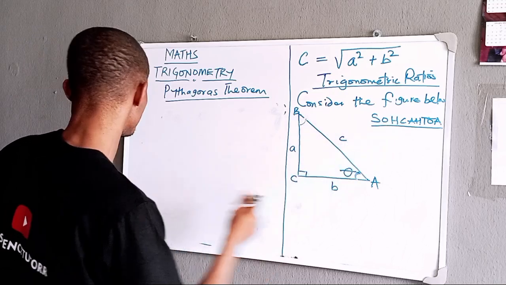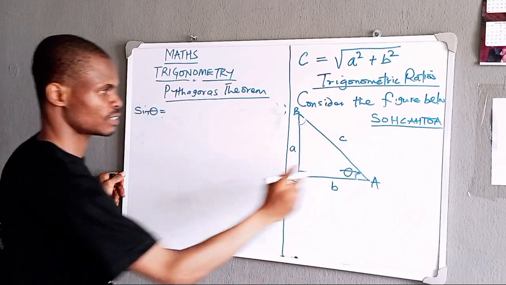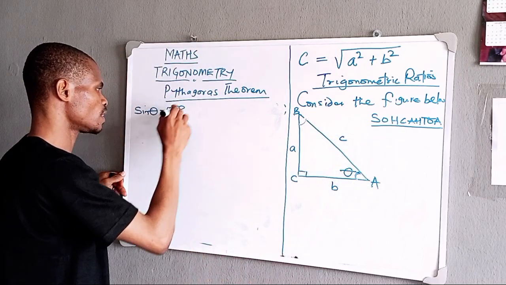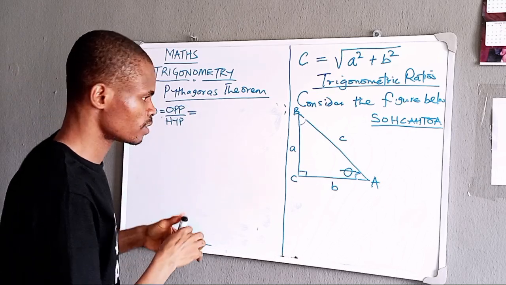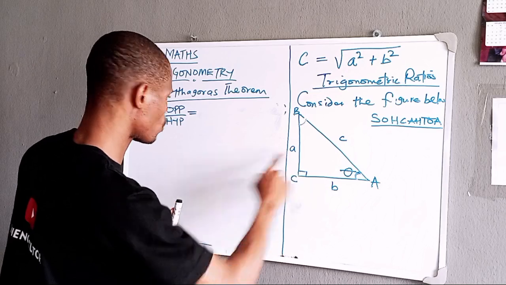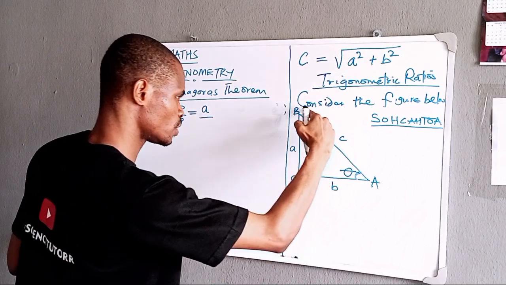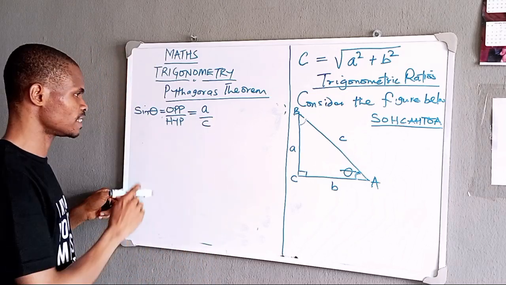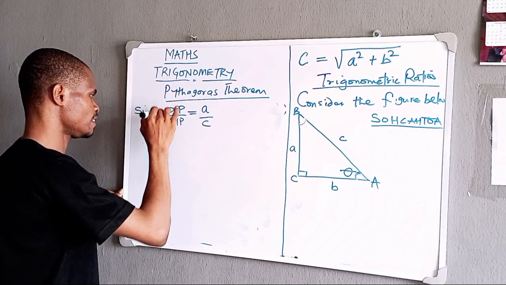We begin with sine. Considering the angle, sine theta is equal to opposite over hypotenuse. What does it mean? This is the angle, so the side opposite the angle is A, so we have opposite A all over hypotenuse, which is the longest side, A over C. That is for sine theta. Sine in full is written S-I-N-E.